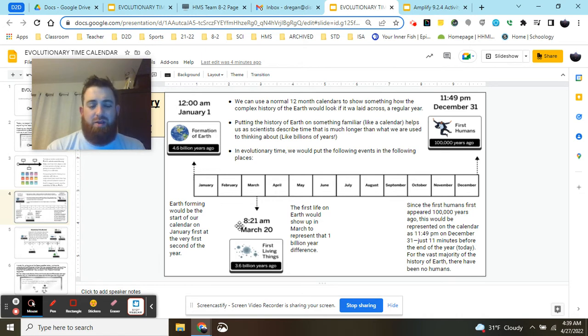Now, you're probably thinking, Mr. Regan, this doesn't make sense. Why are we comparing billions of years to months? Well, it helps us understand the difference, okay, between that time frame compared to all the other events. So let's look at another event.